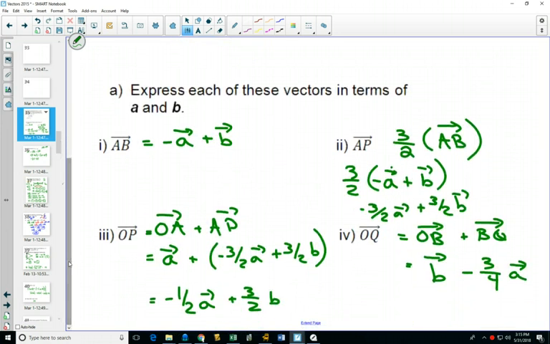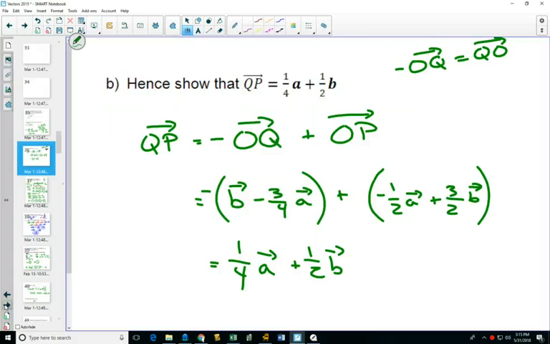And then part B, show that Q to P is 1/4 A plus 1/2 B. Why didn't you think of looking at that? Oh, there's a part B.